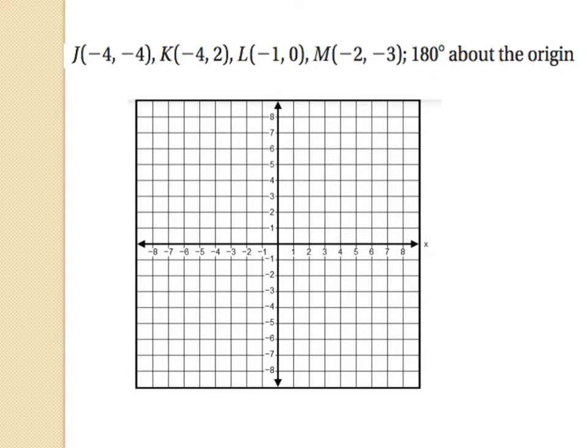Okay, 7. We're going to rotate this one about the origin. So -4, -4, that's going to be J. We're going to do -4, -2 is going to be K. -1, 0 is going to be L. -2, -3 is going to be M. And now we're going to rotate it 180 degrees about the origin. Now 180 degrees, we keep them in the same order, and we reverse the signs.